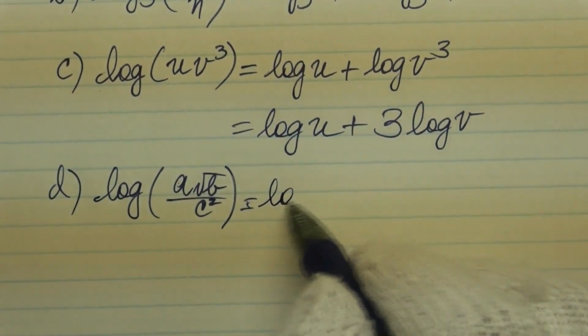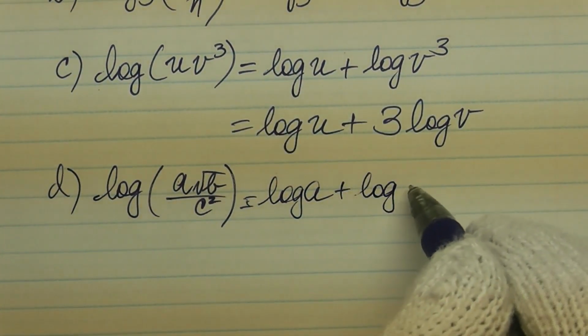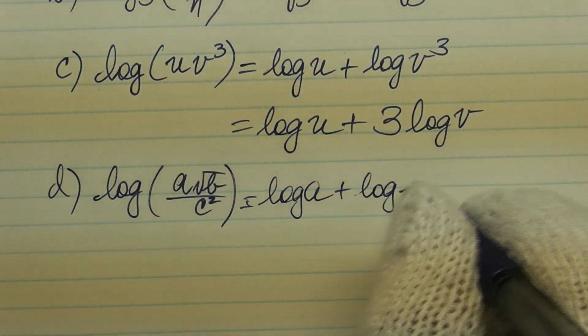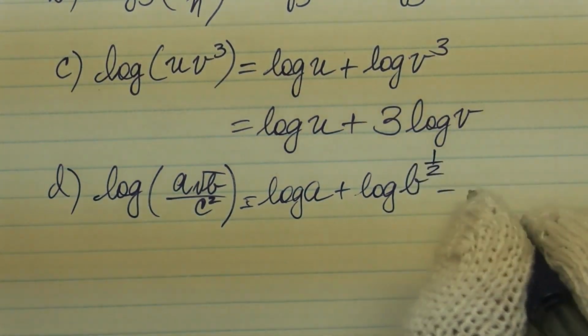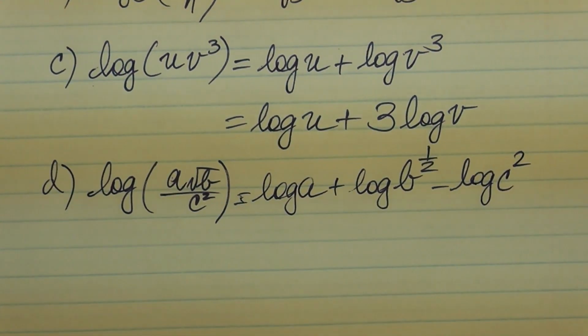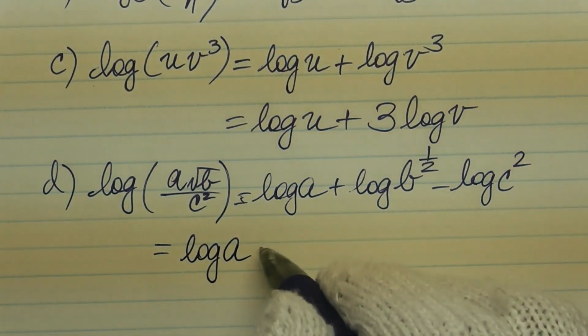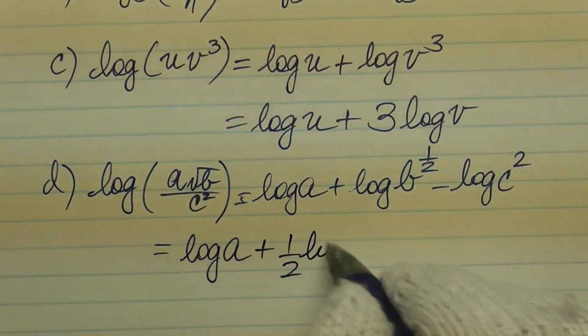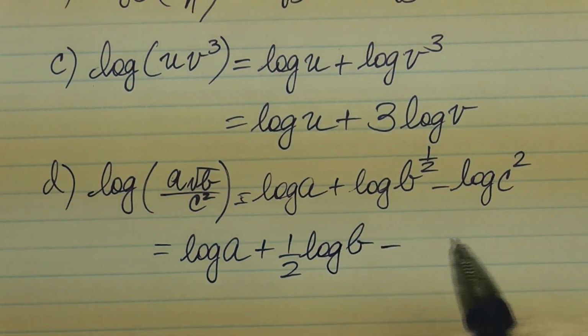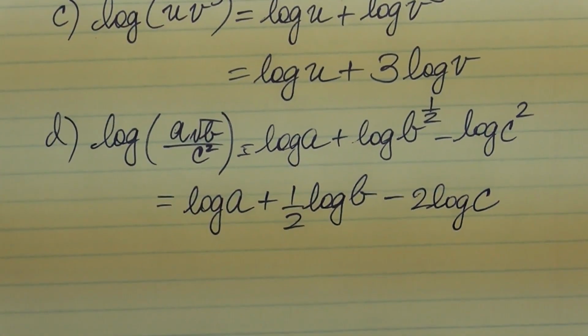So this is log of A plus log of B to the half minus log of C squared. This is going to simplify, if you can call that simplified, to log A plus 1/2 log B minus 2 log C.